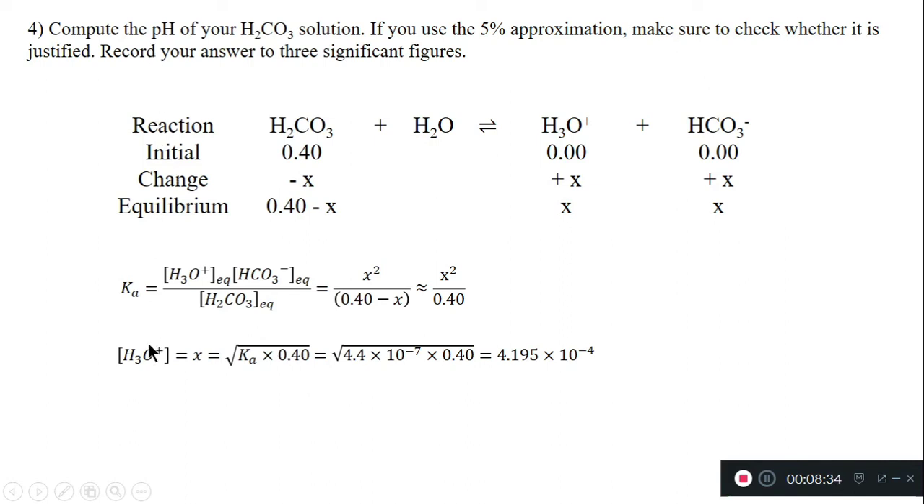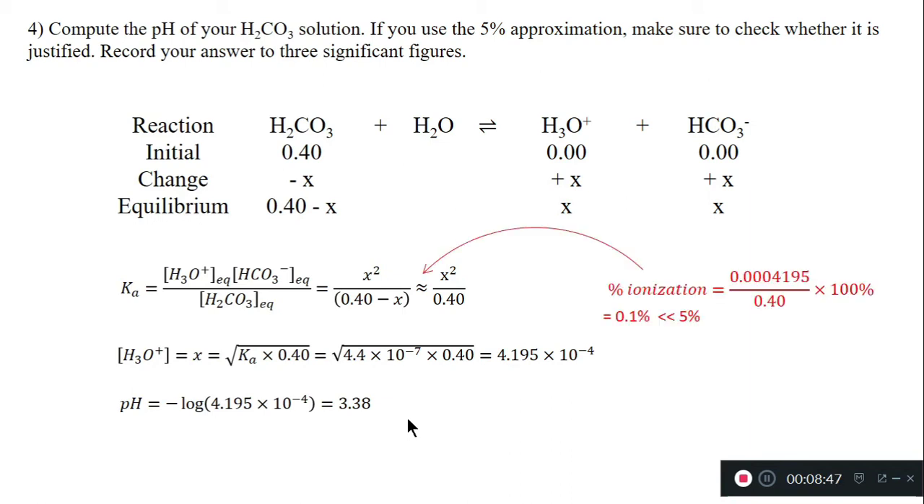But I want the pH, and this is the hydronium ion concentration. So I'm going to take the negative log of it, and I get a value of 3.38, which is less than 7. So this is, in fact, an acidic solution, as we expected. Now I want to go back and check, did I make a good approximation?